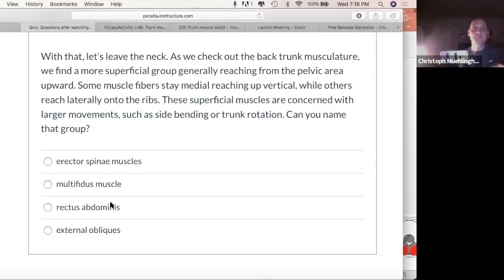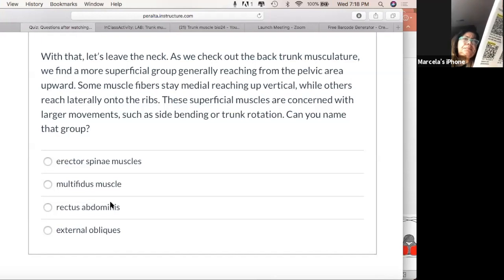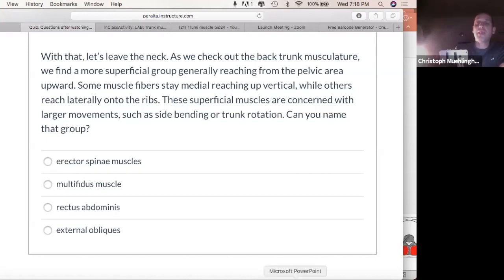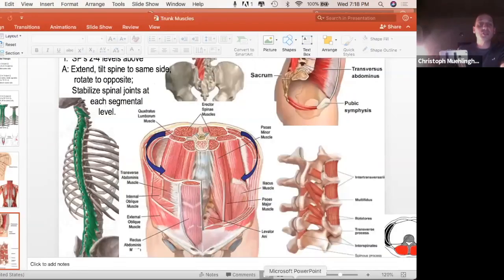Anybody? I don't know. I had a harder time with this one. Erector spinae. There you go. I heard it. Erector spinae muscles.